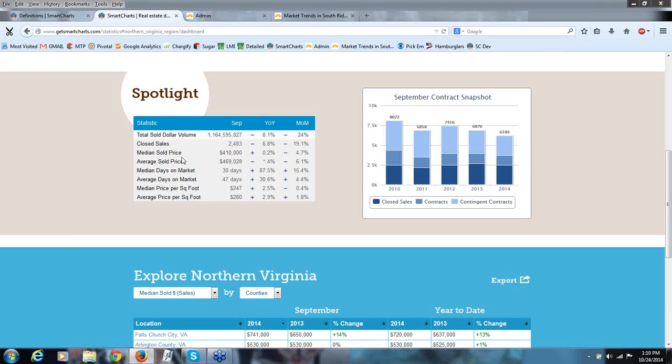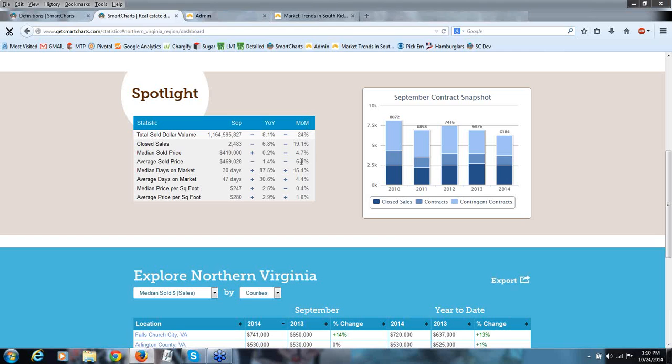Spotlight's pretty straightforward, just the key metrics. YOY means year over year, and MOM means month over month. So that's the percent change in this column. So the percent change in median sale price in this September versus September 2013. It's basically flattening out, and it has been flattening out for several months now as inventories come back, at least in Northern Virginia.